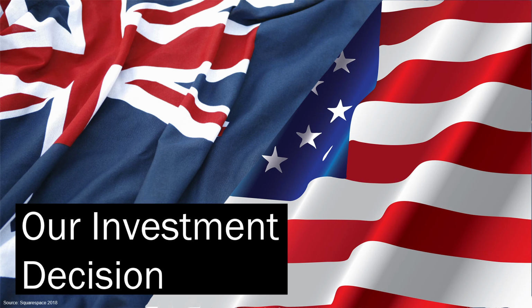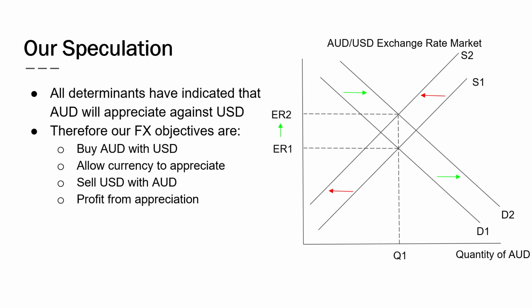And now for the important decision, the investment decision. All the determinants that we used to speculate the AUD to USD brought out the same conclusion that the AUD will appreciate against the USD. Our FX objectives are as follows. We will buy AUD with USD, allow the currency to appreciate, and then we'll square our position, hopefully profiting from appreciation.